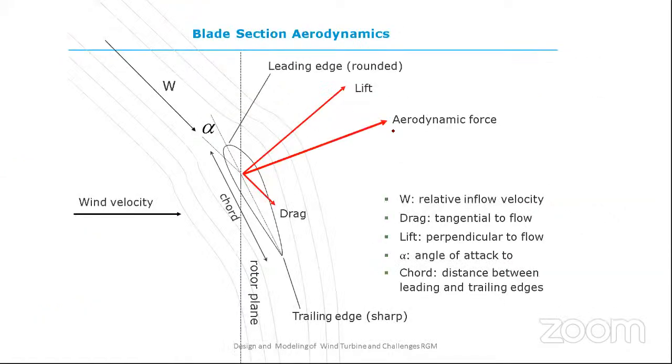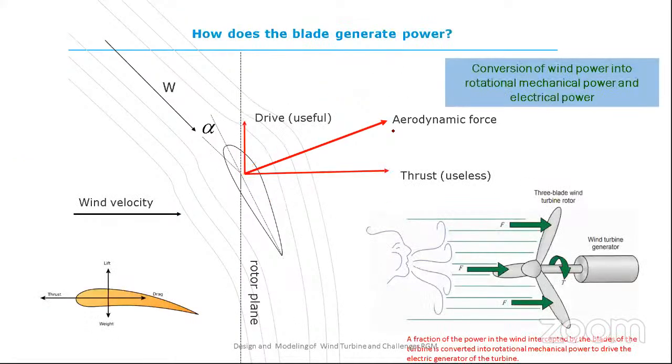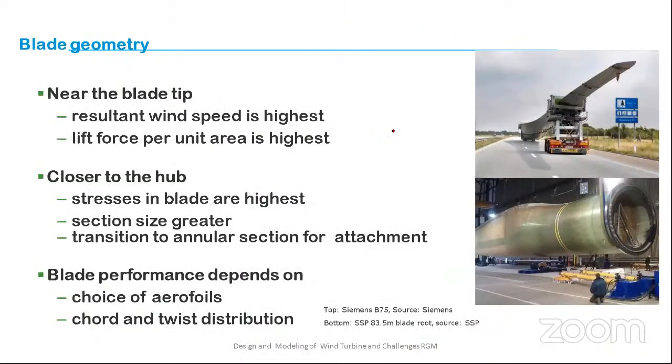Now just look here. So this I have explained to you, and the lifting action is happening there, right? So this is the blade geometry I explained to you. Near the blade tip, the resultant wind speed is very high. Now you can see the blade tip, I mean the aerodynamic shape of the blade. So here the resultant wind speed is highest, so lift force per unit area is also very high, near the blade tip and closer to the hub.